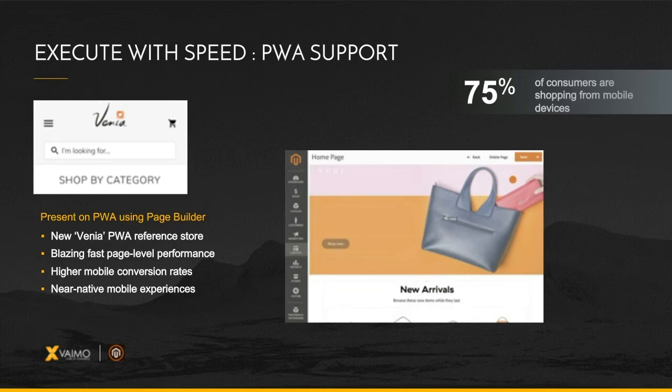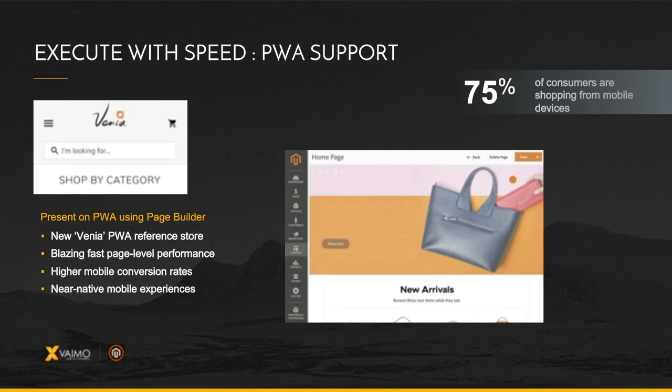We also added a new reference store for progressive web applications called Venia that makes it possible for you to leverage a pre-built blueprint template for your progressive web application experiences. And this is all to further drive conversion rates on mobile devices for your business, obviously.